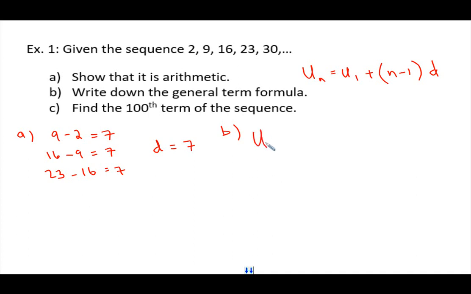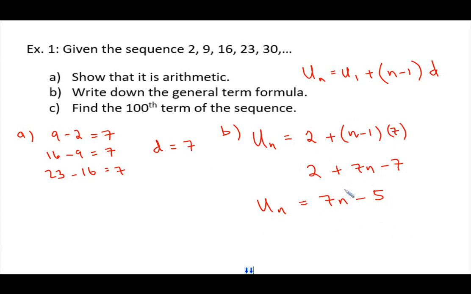Okay, so u sub n is going to equal, now we know what the first term is, it's 2. Now we don't replace n with anything because it's just a general formula. It's not for a specific number. So we keep the n there. And we know the common difference d is 7. So if we distribute this, we're going to end up with 2 plus 7n minus 7. So if we simplify this, we get u sub n is equal to 7n minus 5. So this would be considered the general term formula, okay?